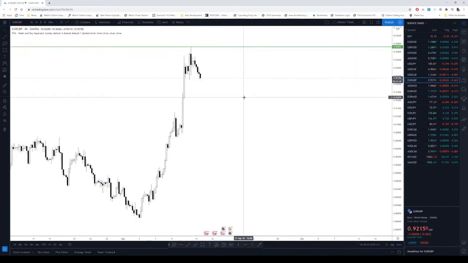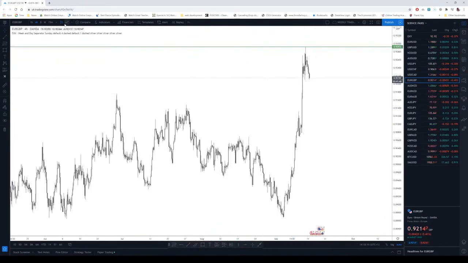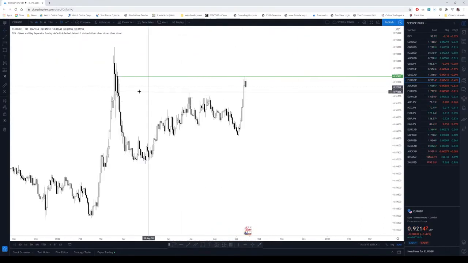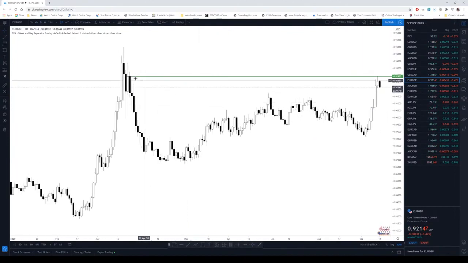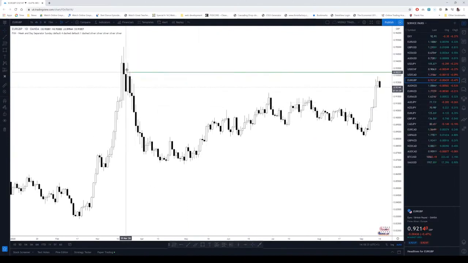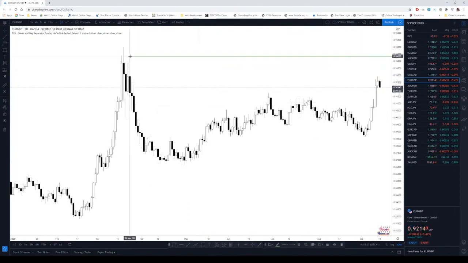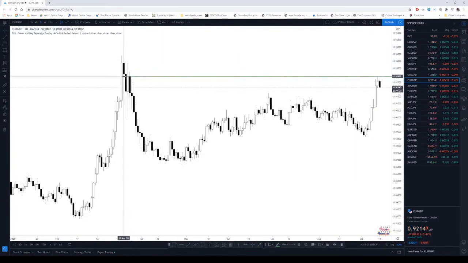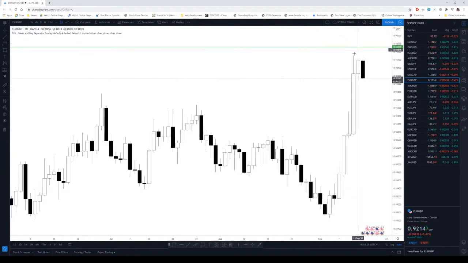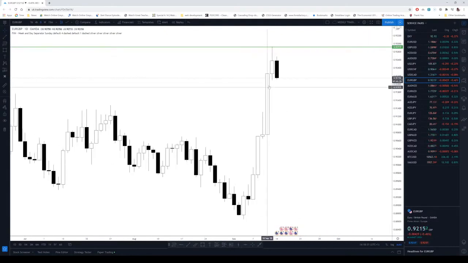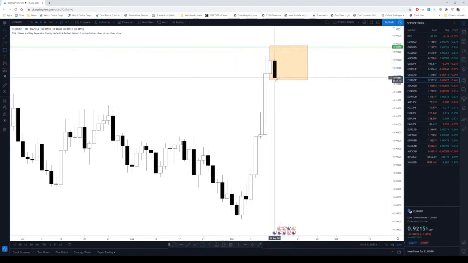Euro pound. I did have a level that I was watching on the daily, which is there at the closing price of that last up candle there. That's what I was watching for a stop, and then we get that. So what I'll be looking for today is to let price close below this low. Okay, if we do manage to close below here, then I'll be looking for a short.